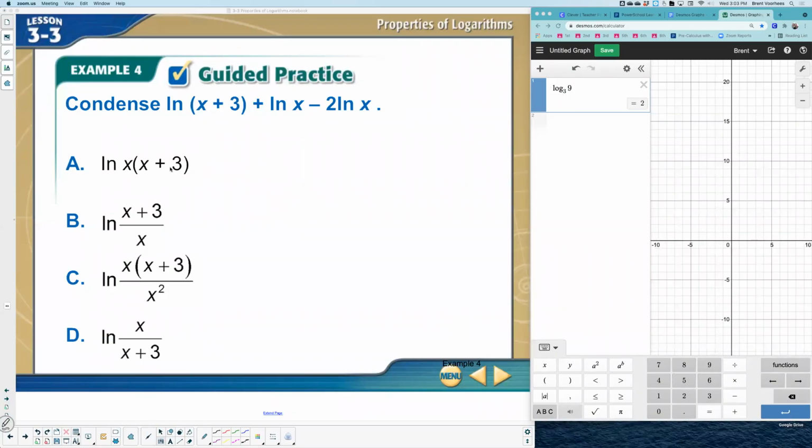Okay, a little heads up here, a little tip. Something might cancel, okay? So just be aware of that. Something may cancel.